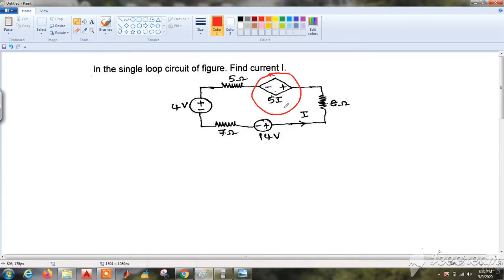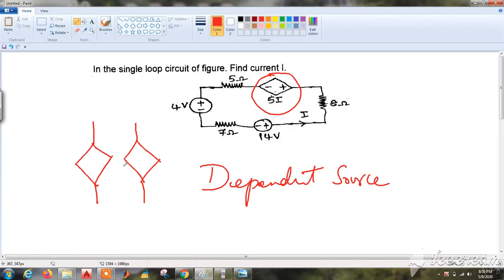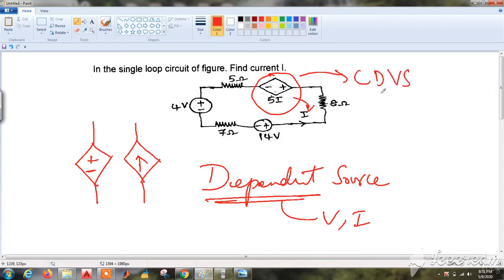What is this? Any source which is represented in rhombus shape is known as a dependent source. It may be a voltage dependent voltage source, or a dependent current source. In our case we have got a dependent voltage source. These dependent sources can depend on either voltage or current in their circuit. In our case we have 5i. So this dependent voltage source depends on the current I which is flowing in the circuit.